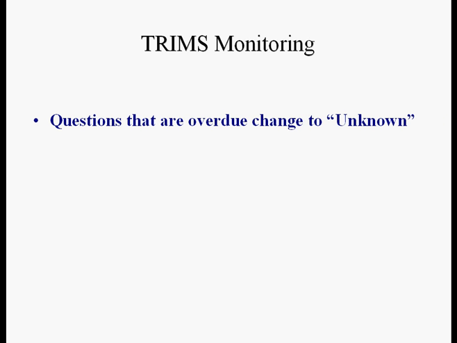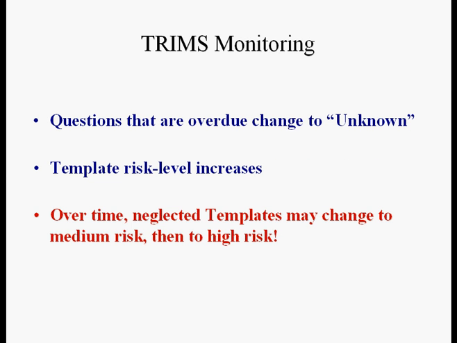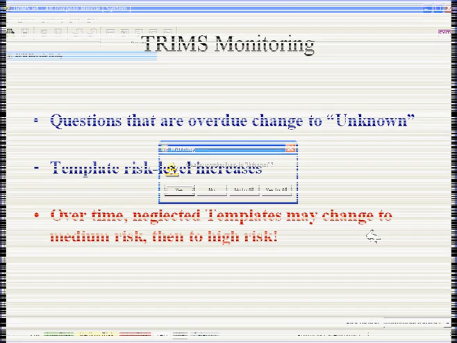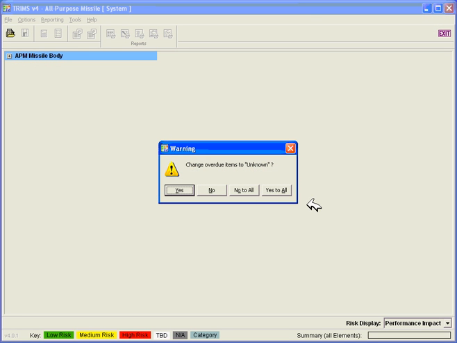With TRIMS, anytime something is overdue, clicking Yes will change the status to Unknown, which will increase the risk level of the template. If the data isn't maintained, the risk levels will gradually go from low risk to medium risk and eventually to high risk. The pop-up warning gives you a chance to disable this feature if, for example, you wanted to look at an archived version of your risk assessment, in which case you wouldn't want it to change.